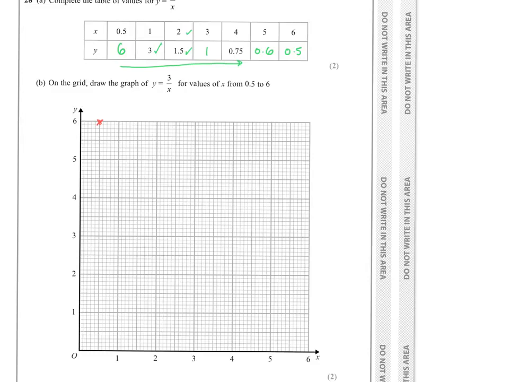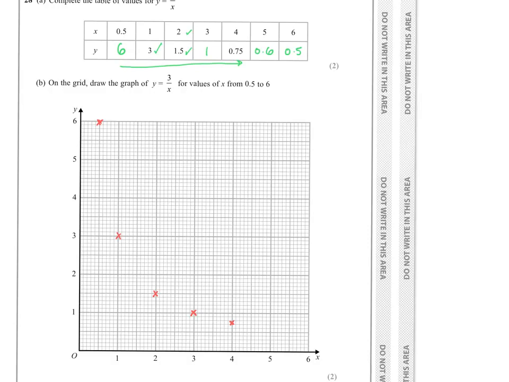If x is 1, we've got 3. If x is 2, we've got 1.5. If x is 3, we've got 1. 4, 0.75. So be careful here. There would be a half, so 0.75 would be there. And then 5 would be 0.6.